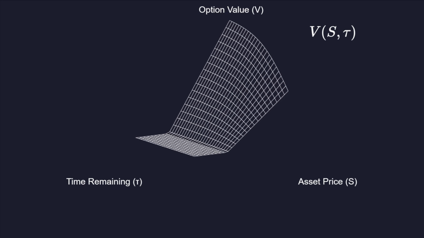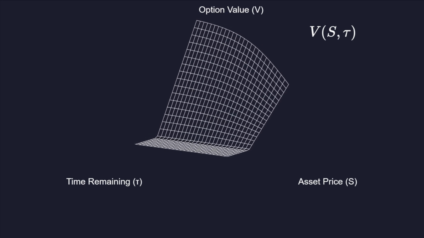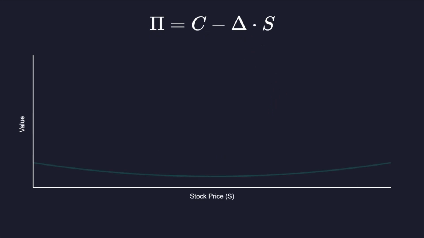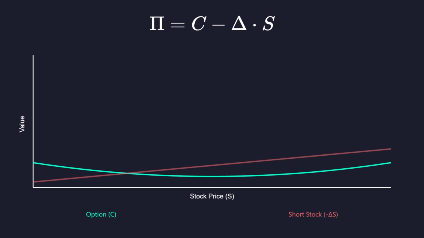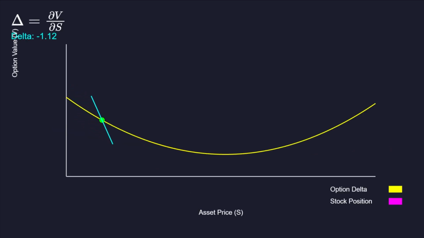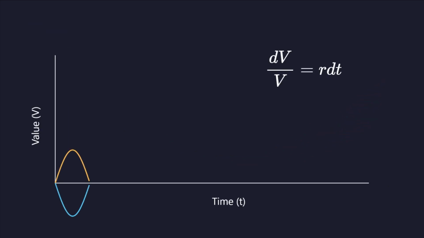We define the value of an option as a function of both the underlying asset price and the time remaining until the contract expires. By constructing a portfolio consisting of one option and a short position in a specific quantity of the underlying stock, risk is temporarily neutralized. This quantity is known as delta. To maintain a riskless position, the portfolio must be rebalanced continuously as the underlying asset price fluctuates.